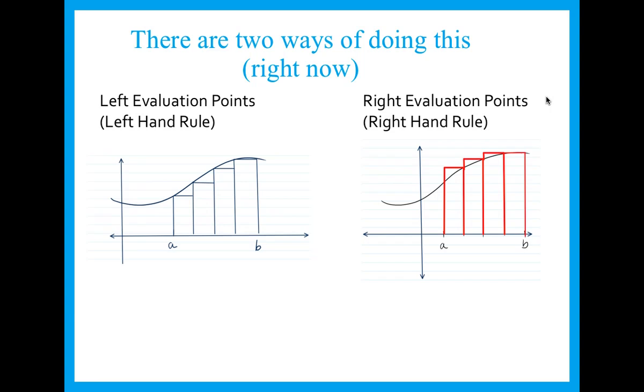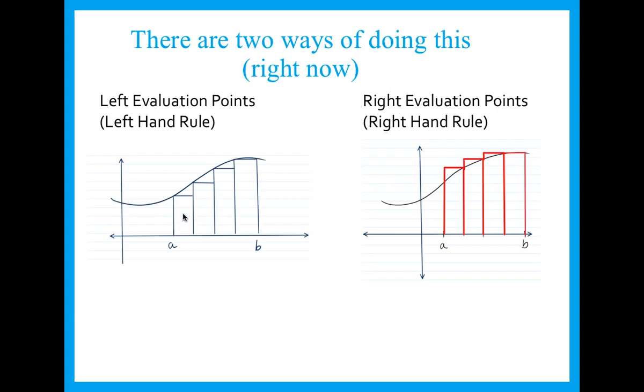So right now, there's going to be two ways of doing this. The left-hand evaluation points, also known as the left-hand rule, and then there's a right-hand rule. So I want you to look at these pictures here. I think I gave you this slide in your notes. Do you see that in both diagrams, we have 4 rectangles, and they're supposed to have the same width, even if it's not drawn perfectly, right? Do you see how in rectangle number 1 for the left-hand rule, the height of that rectangle is the left bound of that particular rectangle?